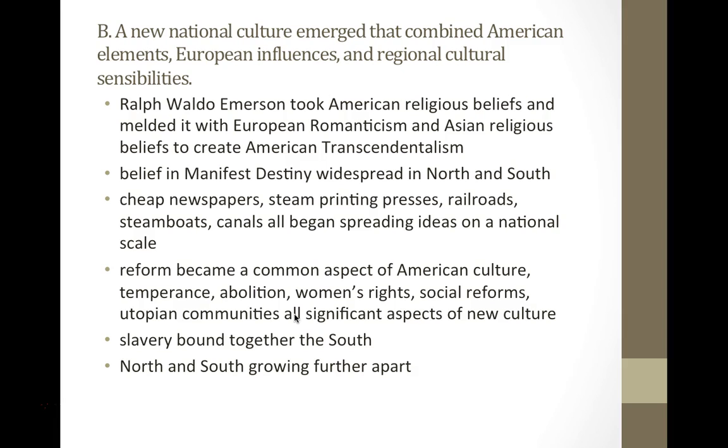A lot of reform. Okay, we're going to get temperance movements, abolition movements, women's rights. Again, all those things we talked about in our speed dating are going to really start to take effect at this point. Slavery is going to bind together the South. Okay, slavery is still going to be a really important part, not only of the economics of the South, but also the culture of the South. And because of that, we're going to start to see the North and South continue to grow further apart.